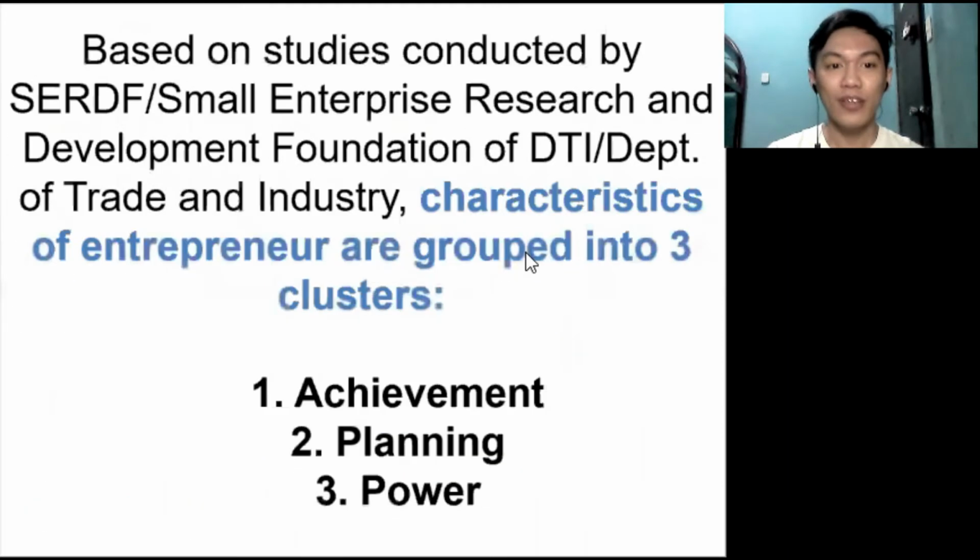Okay? So, based on the studies conducted by SERDF, or what we call the Small Enterprises Research and Development Foundation of DTI, or the Department of Trade and Industry, the characteristics of an entrepreneur are grouped into three clusters. The first one is achievement, planning, and power. So let's talk now about the three clusters of the entrepreneur.